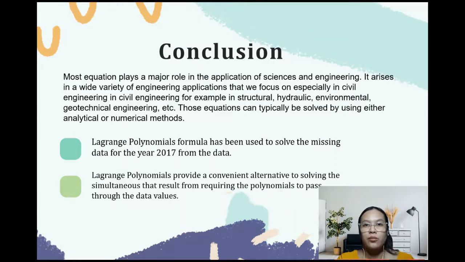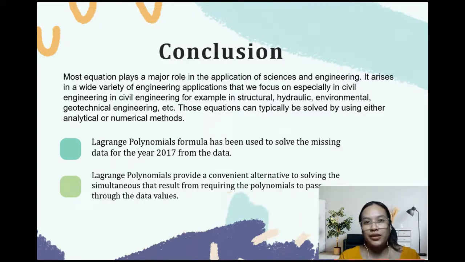For the conclusion, most equations play major roles in the application of science and engineering. They arise in a wide variety of engineering applications, especially in civil engineering, for example structural, hydraulic, environmental, and geotechnical engineering. Those equations can typically be solved using either analytical or numerical methods. Since most equations that arise in real life cannot be solved analytically, or the analytical solution may not exist, numerical methods can be used for such problems and exist in the literature.